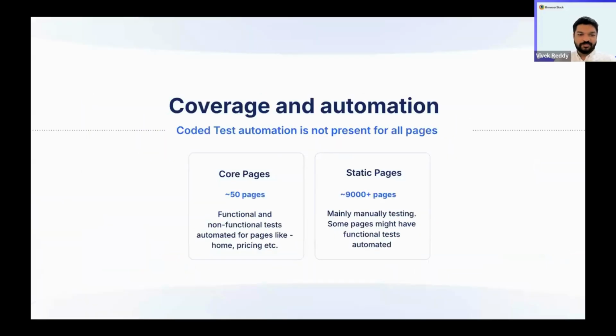Sure. So we have a mix of both automation as well as manual testing. And we also check for functional and non-functional features. For the core pages like the home page, the pricing page, the checkout flow, all those where there is a lot of user interaction happening, we have full functional automation. For the rest of the static pages, like blogs, product landing pages, or documentation pages, we have a mix. We have some pages which are automated, and mainly we rely on manual testing.